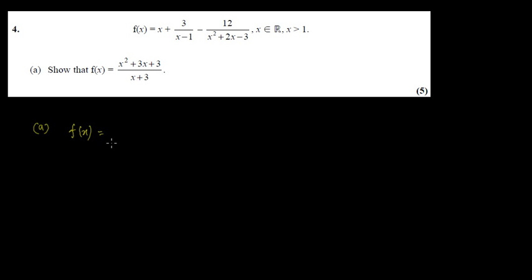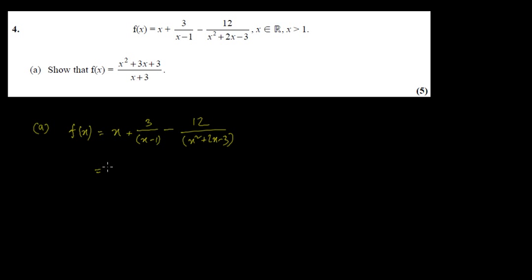f(x) is actually this one: x plus 3 by x minus 1 minus 12 divided by x squared plus twice x minus 3. Now this is a pretty simple algebra sum. That's why it's called simple algebra anyway. But people face problems because they do it with bad habits. You have to do it in the simplest way you possibly can.